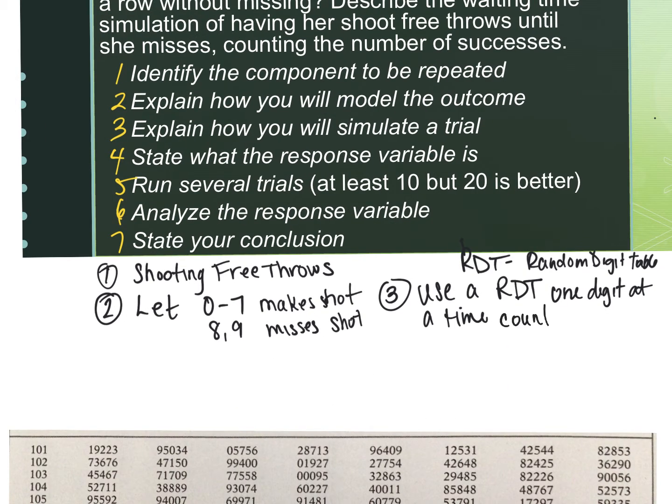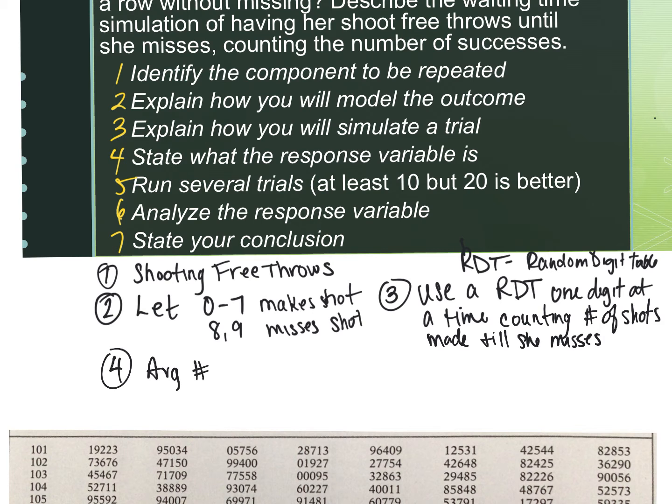Counting the number of shots made till she misses. Our response variable is the average number of shots made till she misses. We can't calculate a percentage. We're trying how many until she misses. Right, so there's always going to be one miss and then the number that she makes. So we have to find an average of that.